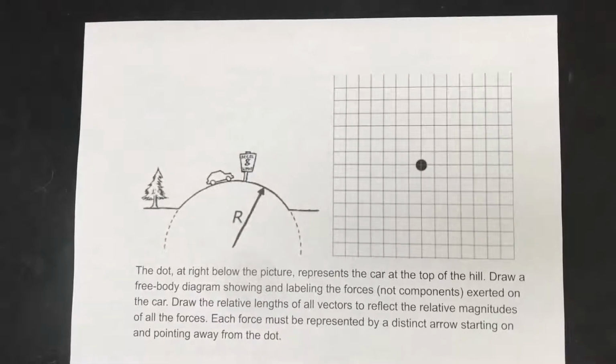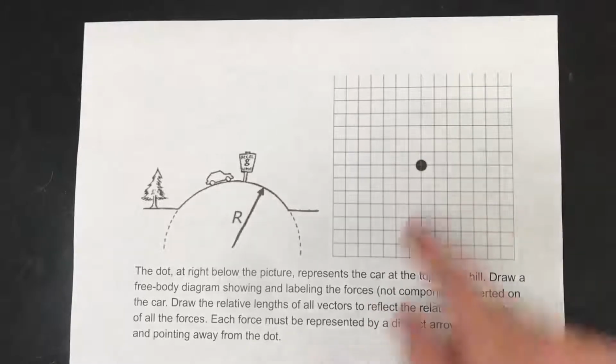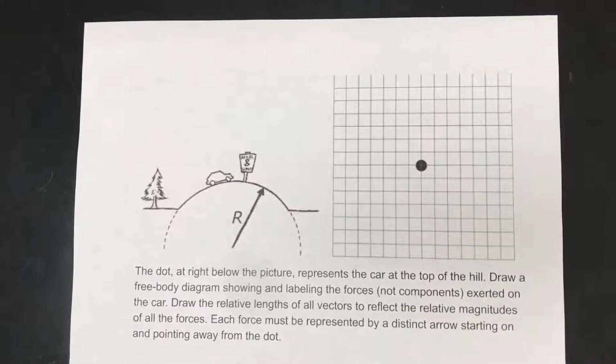Here's a car going over a hill problem. It says the dot at the right, below the picture I put on the side here, represents the car on top of the hill. Draw a free body diagram showing and labeling the forces, not components, exerted on the car. Draw the relative lengths of all vectors to reflect the relative magnitudes of all the forces. Each force must be represented by distinct arrows starting on and pointing away from the dot.